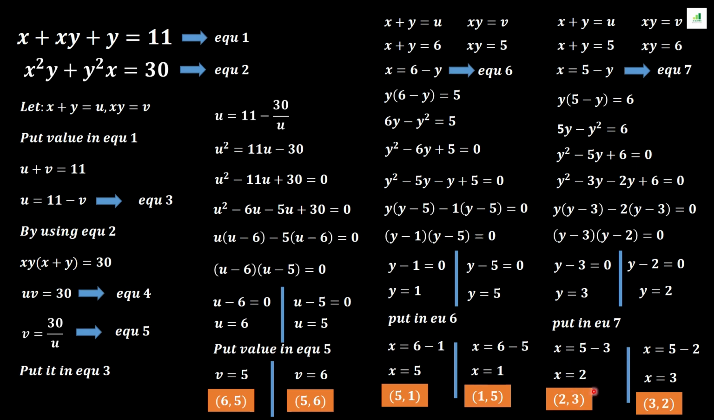Now we should put the value of y is equal to 2 inside equation number 7 and we will get x is equal to 5 minus 2 and we get x is equal to 3 after subtracting both of these values. And now here we get another ordered pair which is (3, 2) for the values of x and y. So we get the third ordered pair as (2, 3) and the fourth ordered pair is (3, 2). So here we get the 4 values for x and y, and this question ends here.